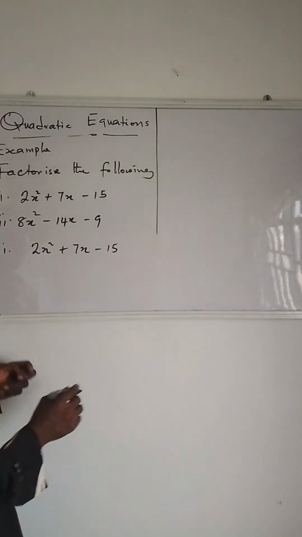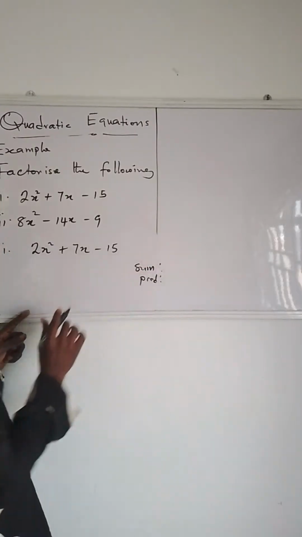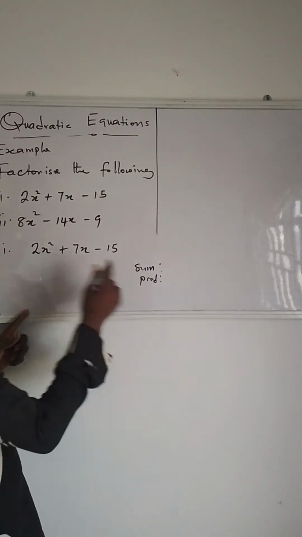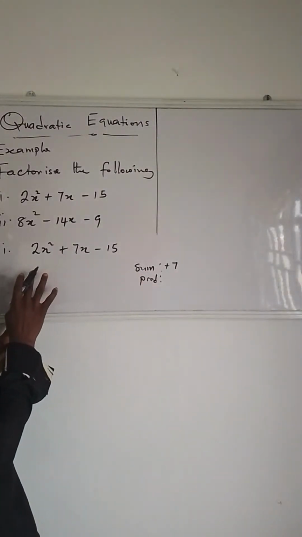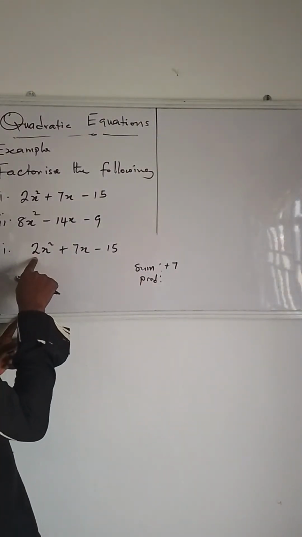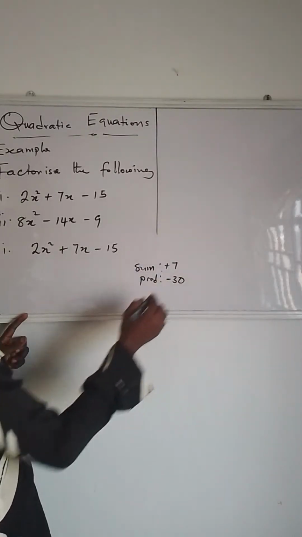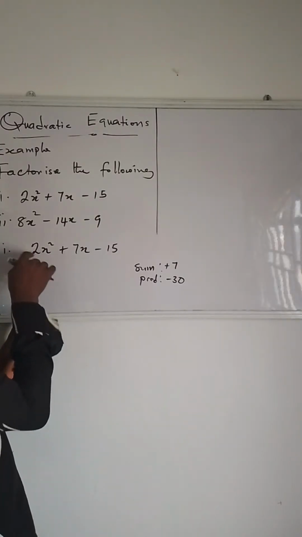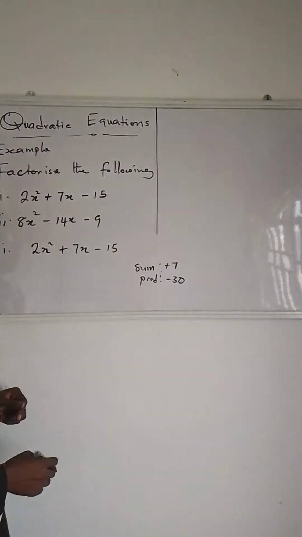All right, now, so you look out for your sum and product. So don't forget, I said that your sum is the coefficient of x here. So you can put it there. Sum is what? Plus 7. And the product is the number here times the number here. So we have 2 here. So 2 times minus 15. That gives you minus 30. So that's going to be the product. Don't just pick the number we have here. So the coefficient of x squared here, use it to multiply the number we have here. So that's going to give you minus 30.